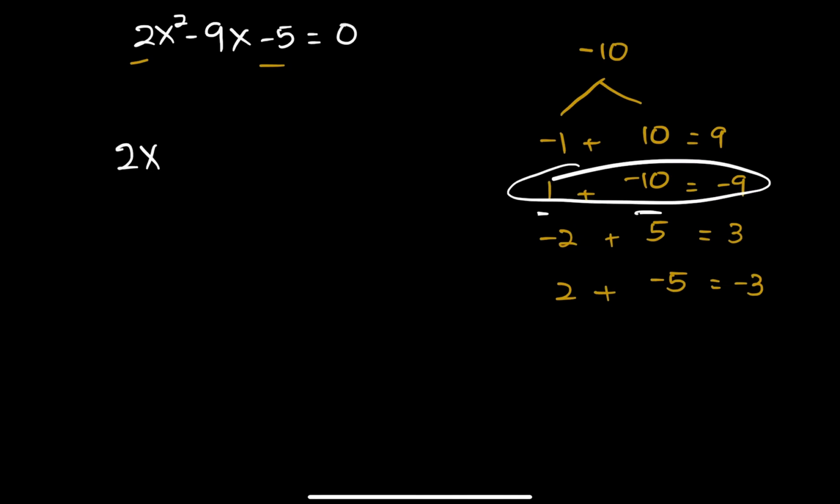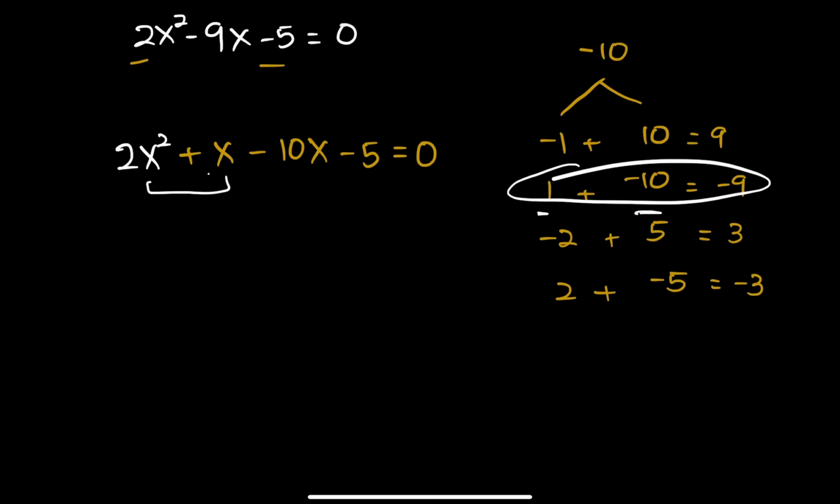So 2x squared, and then we're breaking it up into plus x and then minus 10x, right? Minus 5. And that's equal to 0. Oops, sorry, I used the wrong color, but I hope that's okay. So again, we just have 1x and then negative 10x. So 1x here and then negative 10x. Yeah, hope that's clear. And then now we just factorize by grouping again.